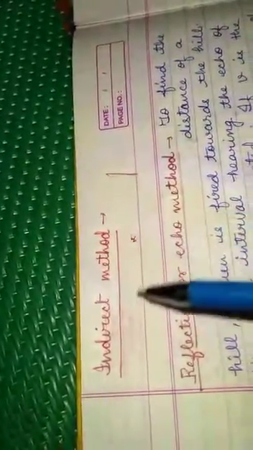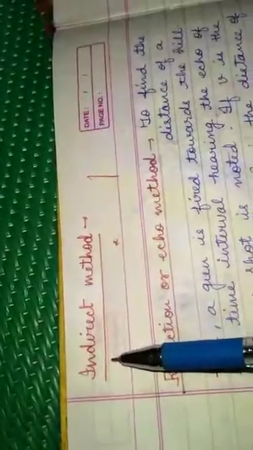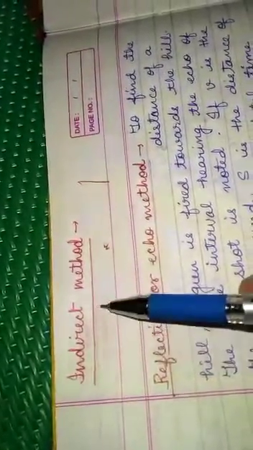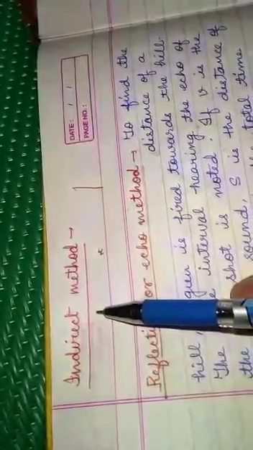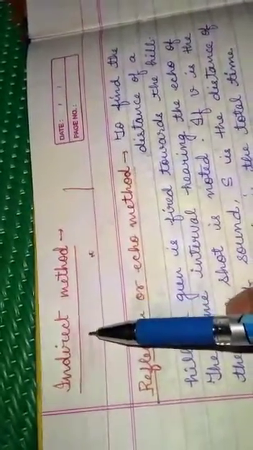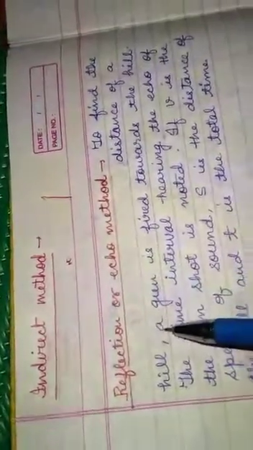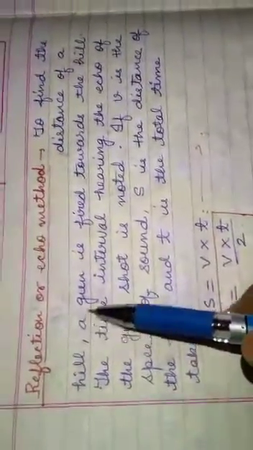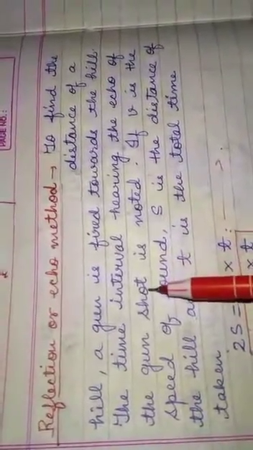The next topic is the methods to calculate the distances. There are two methods, direct method and indirect method. Direct means to measure the distance with the help of a scale or vernier calipers and all. Now the indirect method that we are going to discuss today, and the first indirect method is the reflection or echo method. In this method it is used to find the distance of a hill from any position.